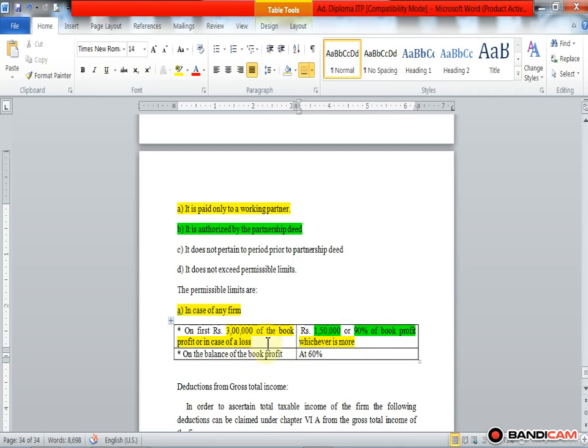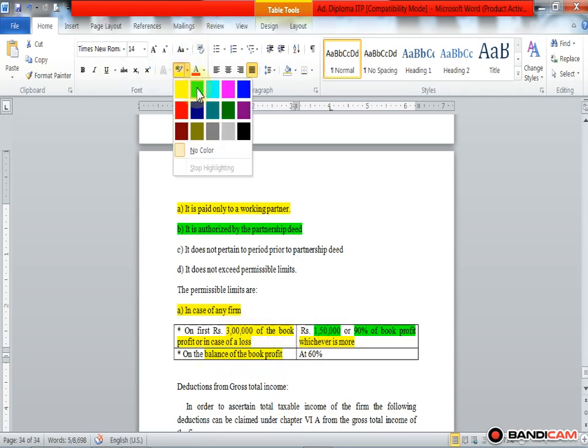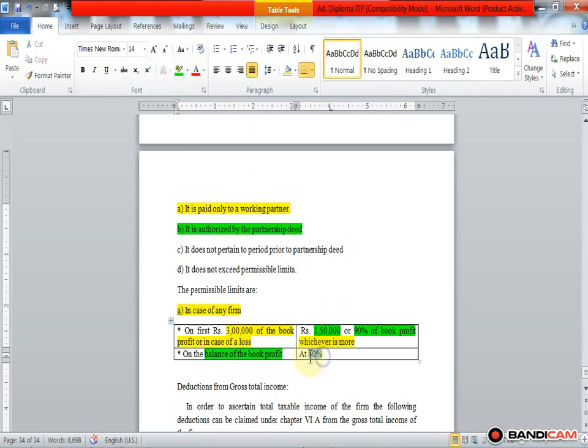Above 3 lakh, it means remaining balance. On the remaining balance, that is 1 lakh, the allowable deduction for 1 lakh is 60% of book profit. Okay, 60% of book profit on the remaining balance. Got it? The allowable deductions. So here the allowable or permissible deductions for working partners' remuneration are given to you.